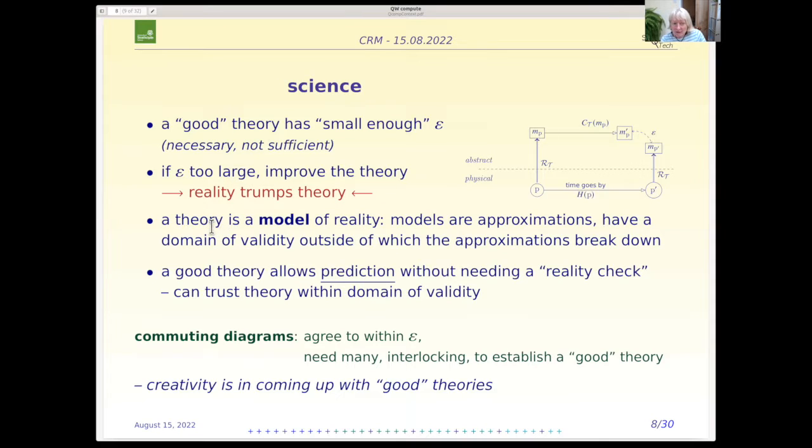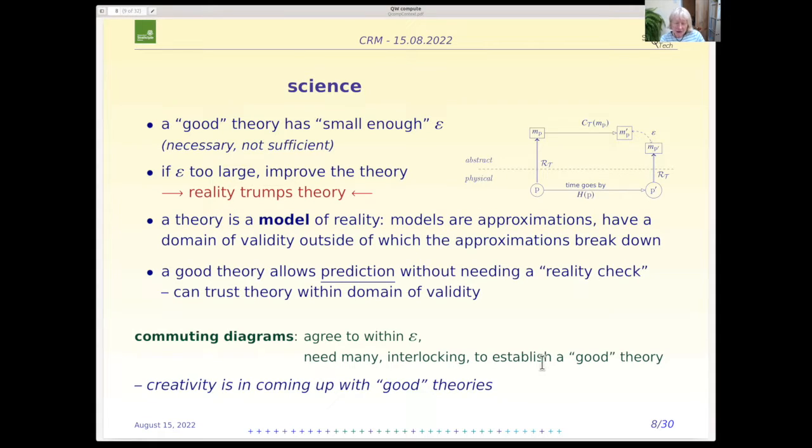Also notice that our theory is a model of reality. Models are approximations. They have a domain of validity outside of which the approximations break down and the model no longer works well enough. But if you have a good theory, you can do prediction without needing a reality check, so without needing to actually do the experiment, and you can trust your theory within its domain of validity. So these are commuting diagrams. You can draw commuting diagrams for many, many things. And what we've got are commuting diagrams to within epsilon here.